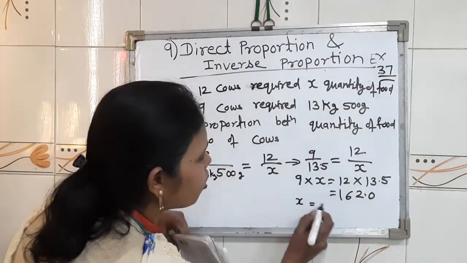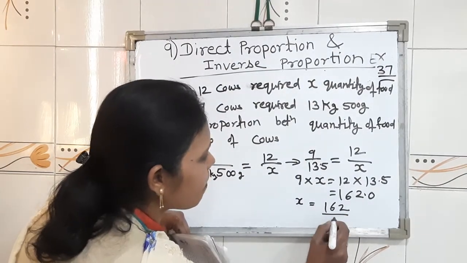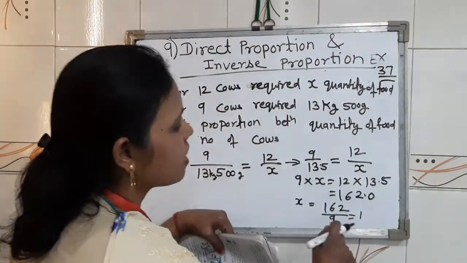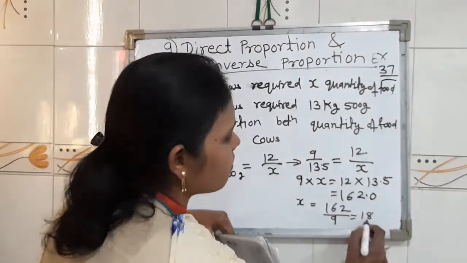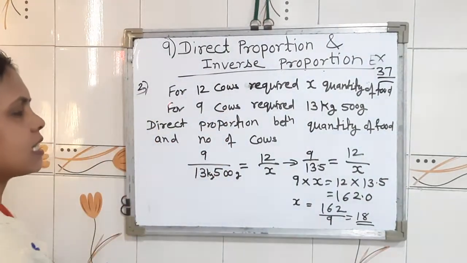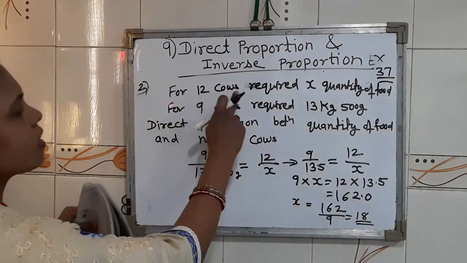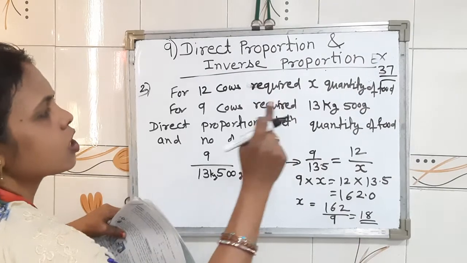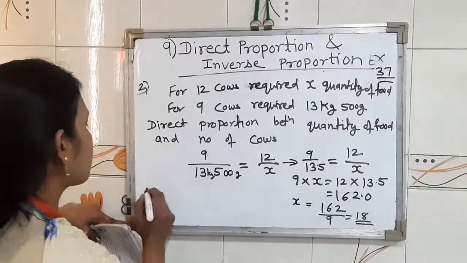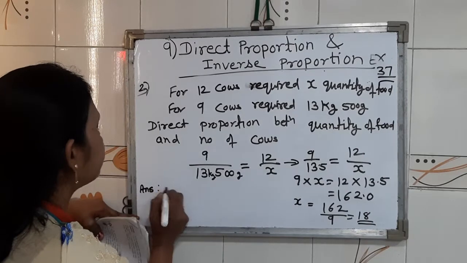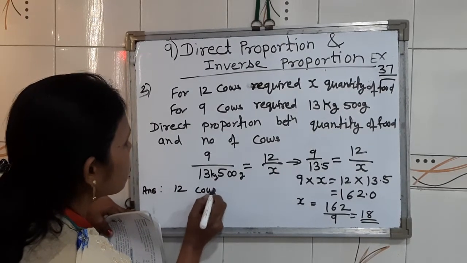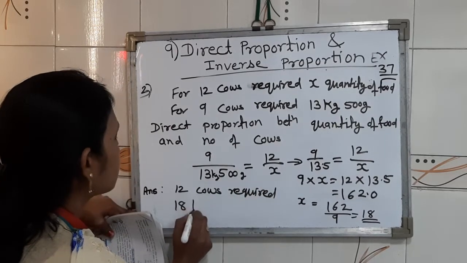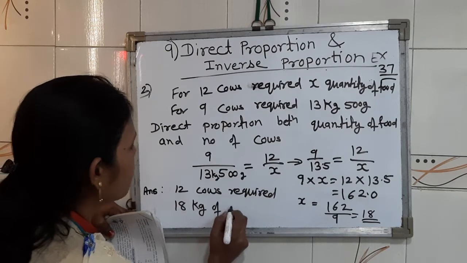Write down x equal to 162 divided by 9. Then 9 ones are 9, then 9 eights are 72. Therefore your answer is 18. So children, for 12 cows required x quantity of food, that is 18 kilogram of food. Therefore write down the answer: 12 cows require 18 kilogram of food.